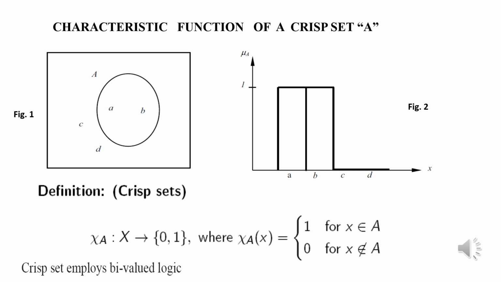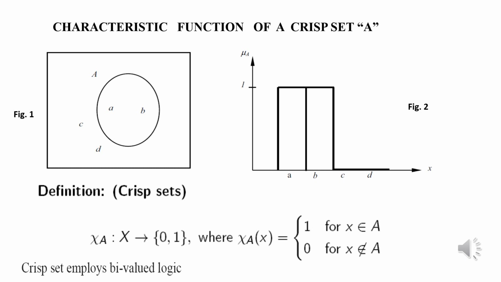Here we are going to see the definition of the characteristic function of a crisp set A. The characteristic function of a crisp set A is denoted by psi A, which is a mapping from the universal set X to the set {0, 1}. The characteristic function takes the value 1 if the element of the universal set X belongs to the crisp set A. The characteristic function takes the value 0 if the element of the universal set X does not belong to the crisp set A.